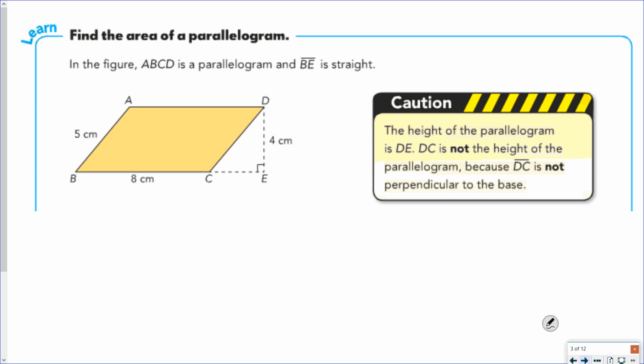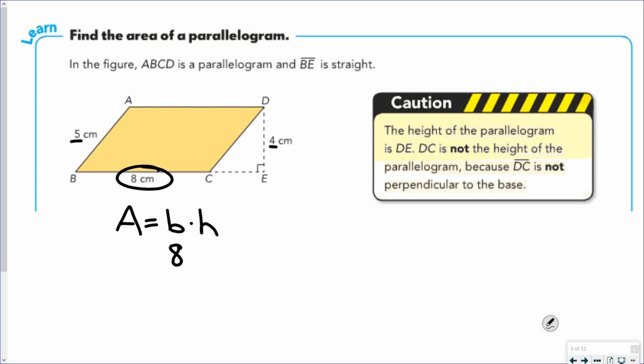So in the figure ABCD, that is a parallelogram, and we know that segment BE is a straight line. So we again want to use base and height as our 2 dimensions that we use for area. So area equals base times height, same thing as length and width. So many times in a parallelogram we'll have multiple dimensions given, and we just need to make sure that we pick out the correct dimensions. And usually the easiest one to pick out is the base. So we're going to use the 8 as our base. And then the height, we have 2 choices. We can use the 5 or we can use the 4.